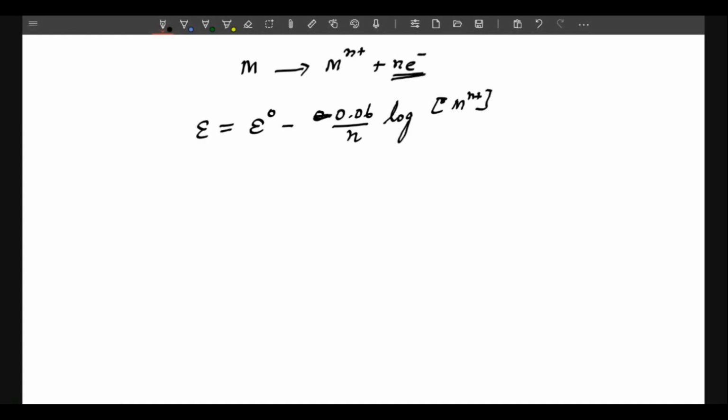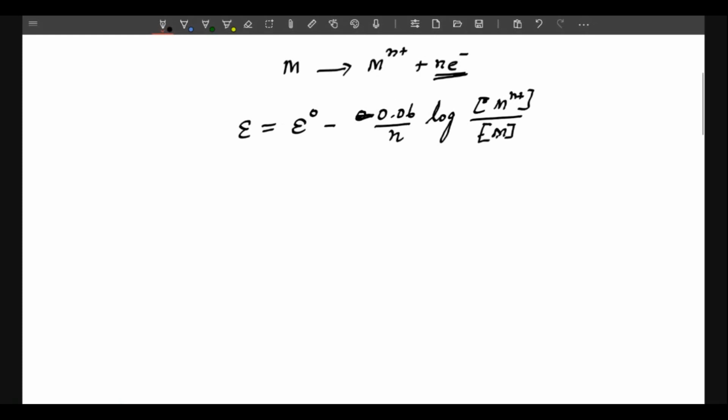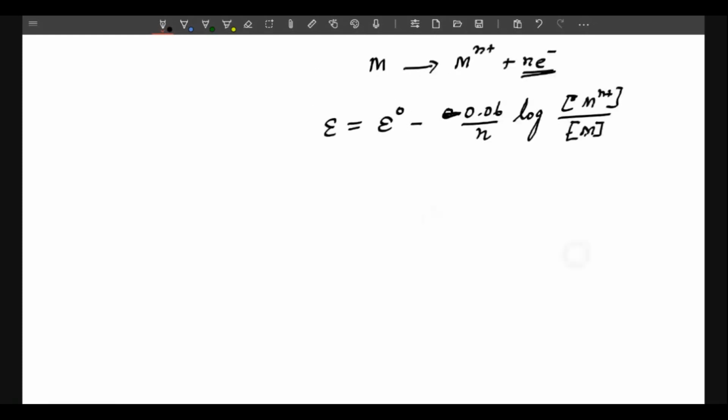Here the electron is taken to be equivalent, its activity remaining the same. There is no ideal or non-ideal electron. Therefore, its activity is equal to 1 divided by the activity of M. M is a solid, therefore the activity is taken to be 1. Therefore, if you cancel this, the Nernst equation can be written as 0.06 by n into log of the concentration of the electrolyte.